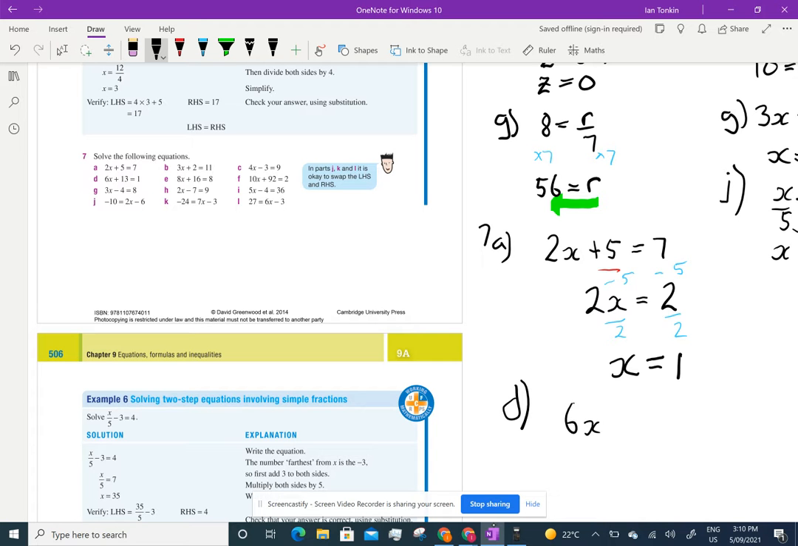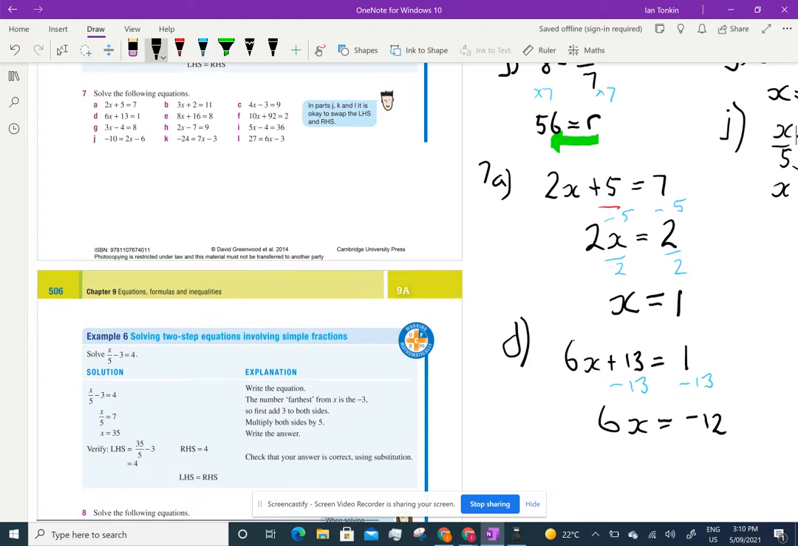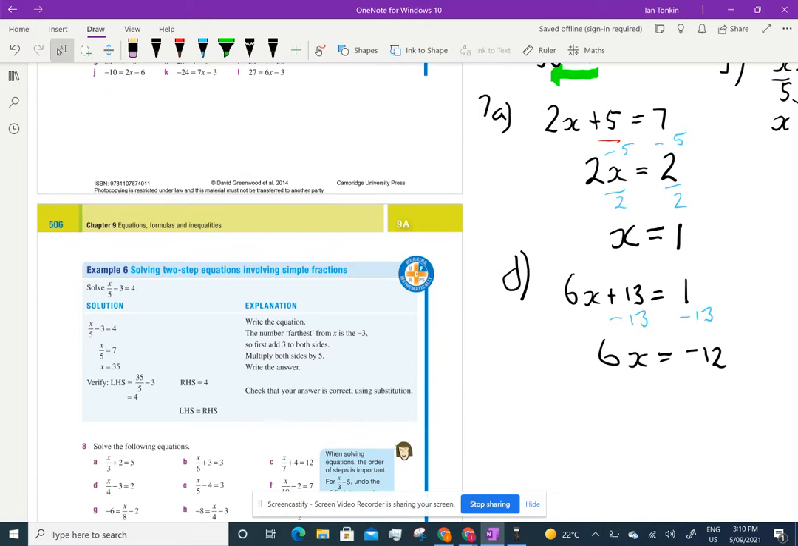6x plus 13 equals 1. Again, if you're unsure, the thing that is furthest away. So I'm going to minus the 13. You don't need to write this if you don't want. And that takes it away. And 1 minus 13 is negative 12. You've got to use your calculator here. 1 minus 13 is negative 12.